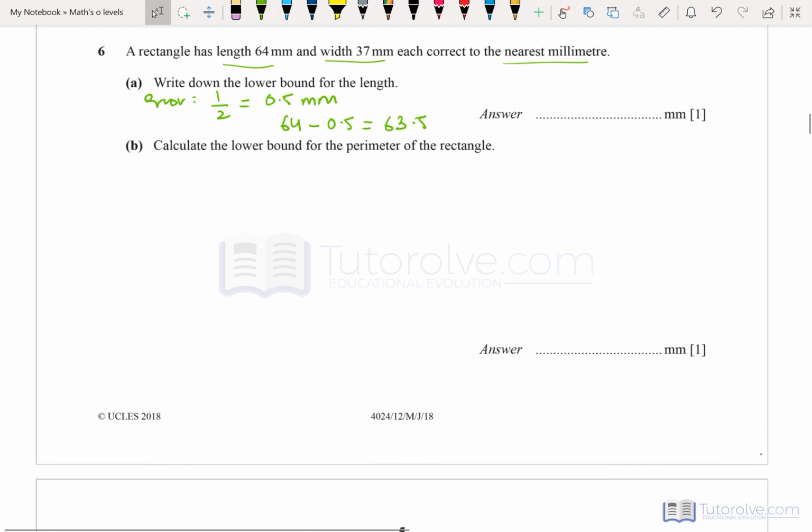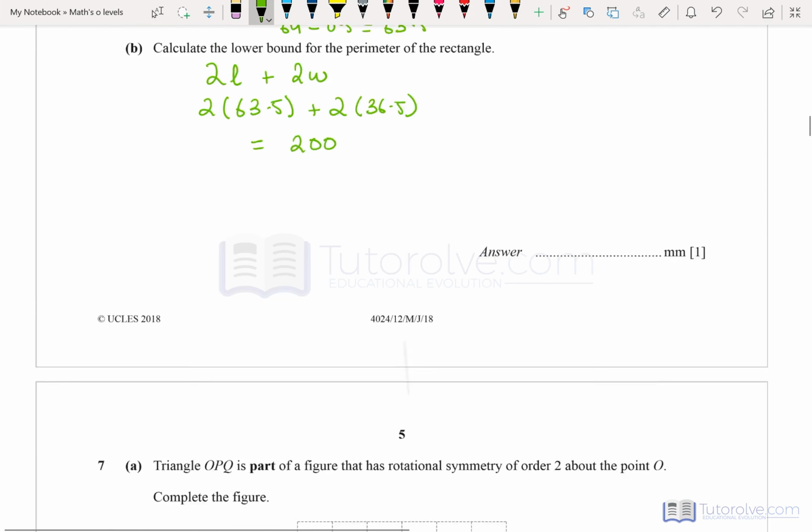So now we have to calculate the lower bound for the perimeter of the rectangle. So the perimeter is basically 2 length plus 2 width, and we need to find the lower bound. So we need to use the lower bounds of the length and width. So we have 2 times the length lower bound, which was 63.5, plus the width, which was 37 less 0.5, which is 36.5. And if you solve for this, your final answer would be 200.